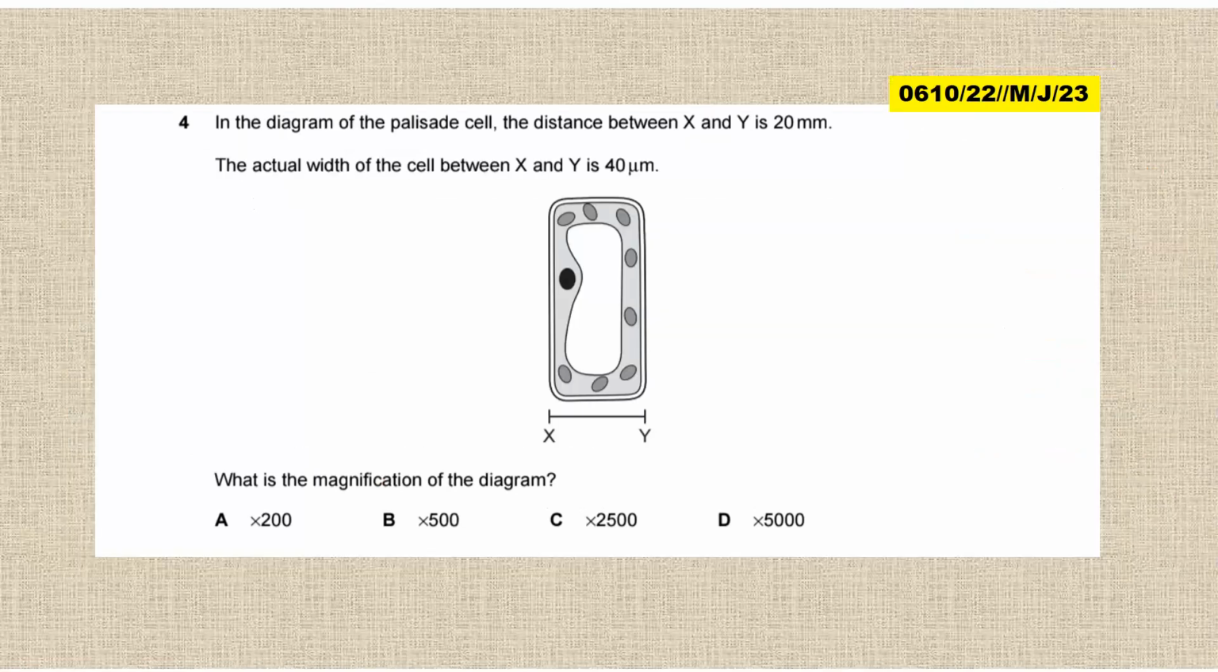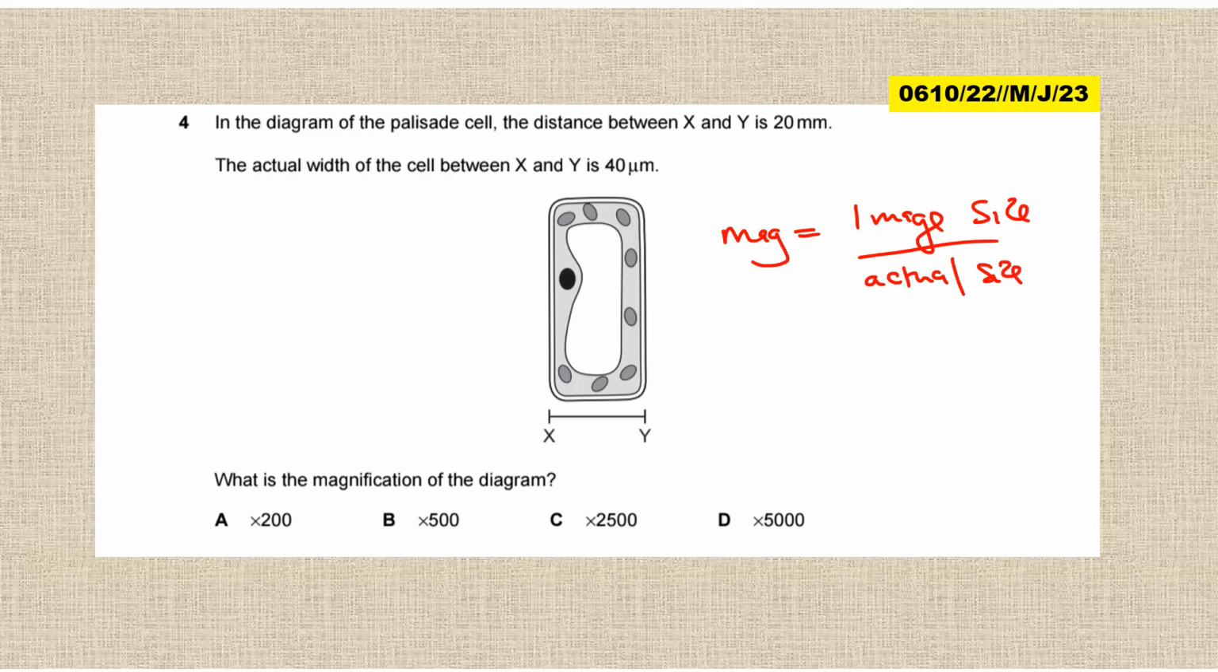This one is coming from paper 2, variant 2, May/June 2023. In the diagram of the palisade cell, the distance between X and Y is 20 millimeter. The actual width of X and Y is 40 micrometer. What is the magnification? So magnification is equal to image size, you've seen how the question comes, then actual size. So we put 20. They're just going to play around with units. 40 micrometer, we cannot use it. We need to convert it into millimeter.